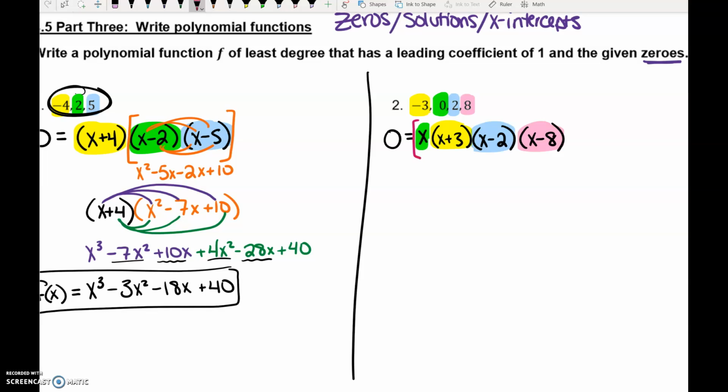I would group the first 2 together and multiply those. Group the second 2 together, multiply those, and then multiply those 2 results together. The first one's a little bit easier. You're just distributing. We've got x squared plus 3x. The second one, we would have to double distribute. X squared minus 8x minus 2x plus 16. So that would be x squared minus 10x plus 16.